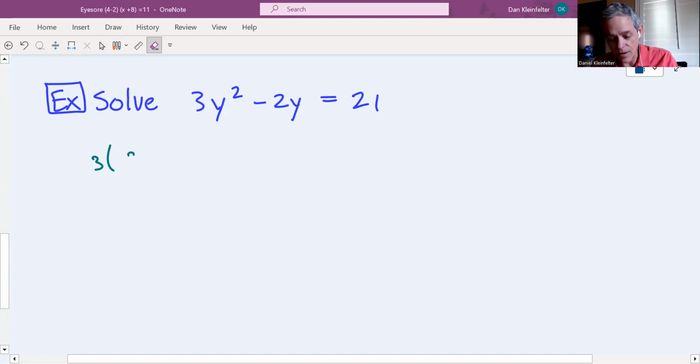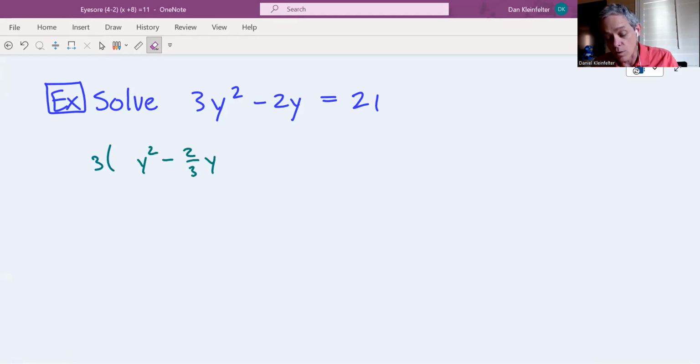We'll factor the 3 out. This will give us y squared minus 2/3 y. We're dividing both sides by 3. So we'll have y squared minus 2/3 y is equal to 7.